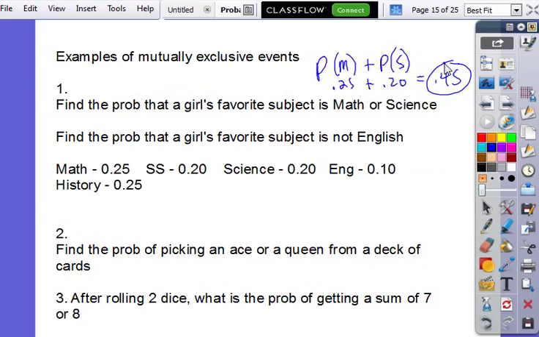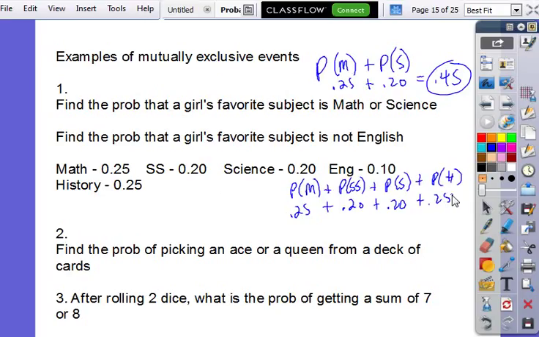Find the probability that a girl's favorite subject is not English. Well, so then if it's not English, that means it is everything else. So I would say probability of math, 0.25, plus the probability of social studies is 0.20. Probability of science would be 0.20, and then the probability of history would be 0.25. I would add all those up to get 0.90. Are there questions on that right there?